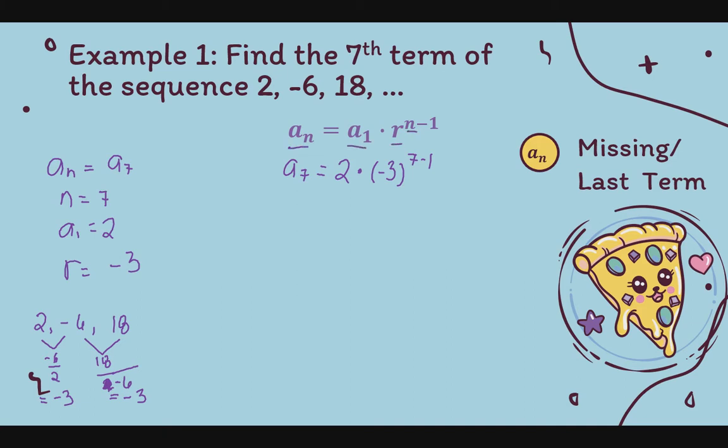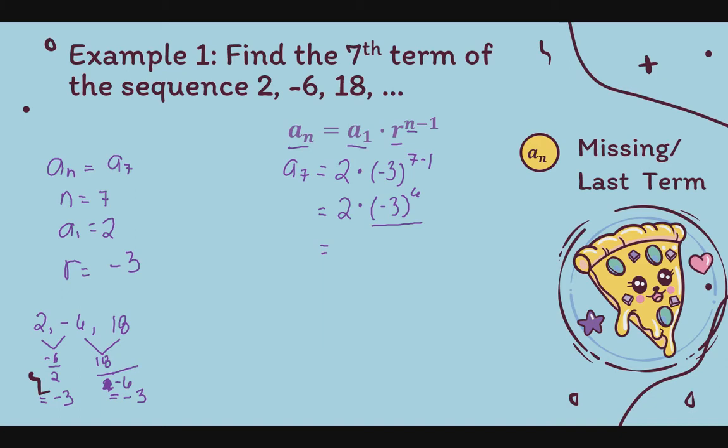Next, a sub 7 natin is equal to 2. Evaluate muna natin yung right side ng ating equation. At ang una nating i-evaluate dyan ay yung exponent. 7 minus 1, which will be equal to 6. So, ang next step natin is evaluate naman natin ang -3 raised to 6.